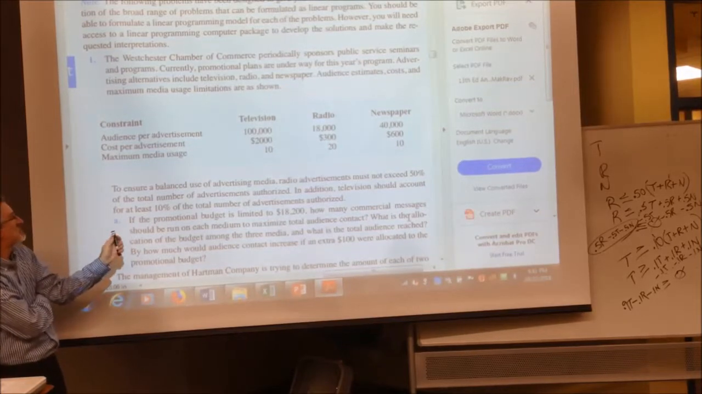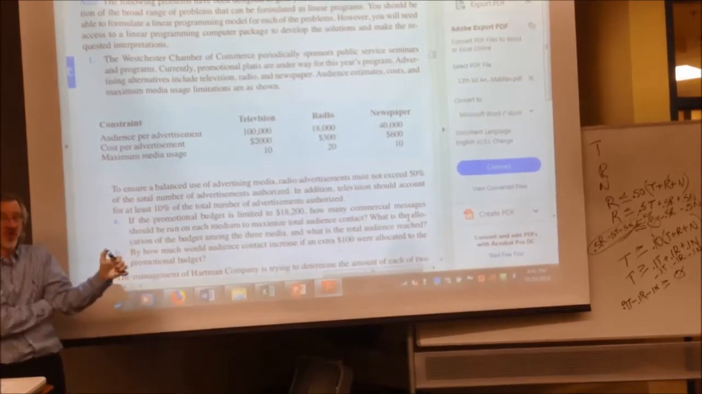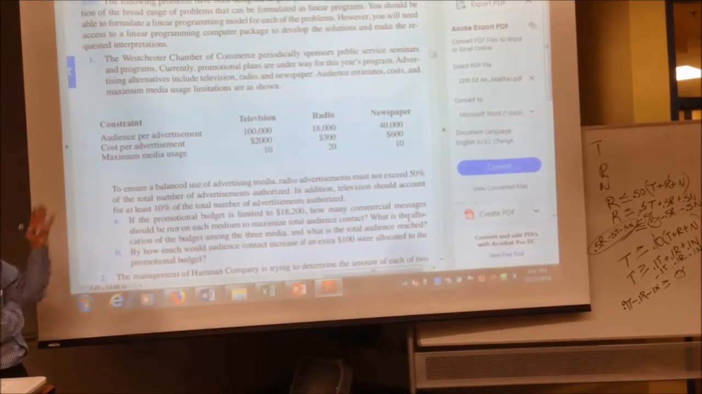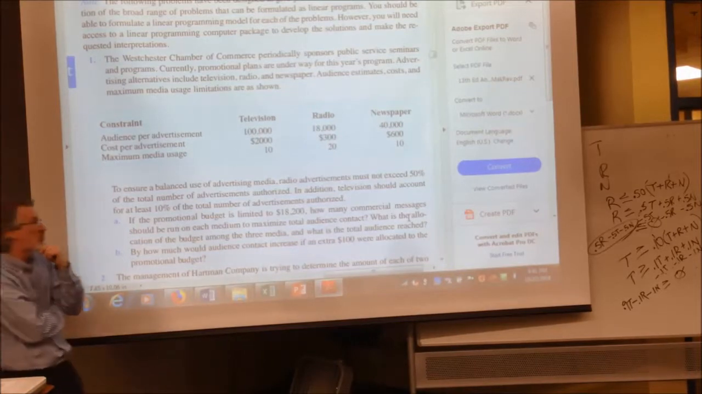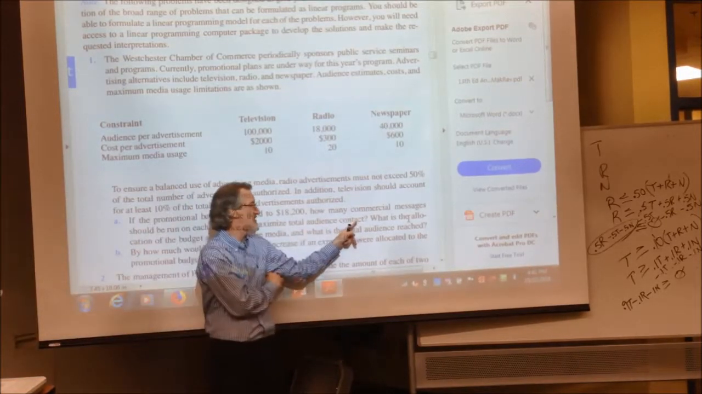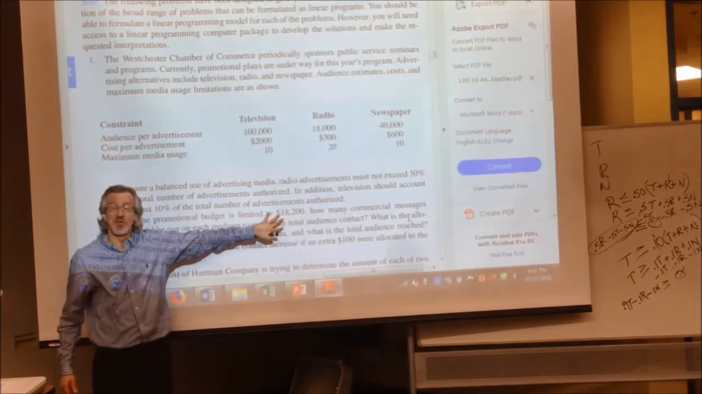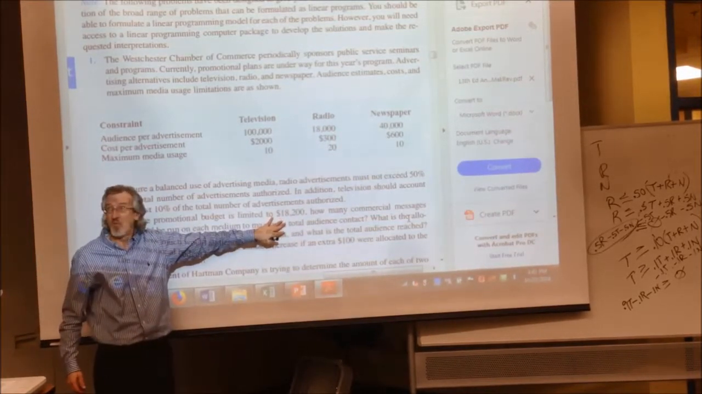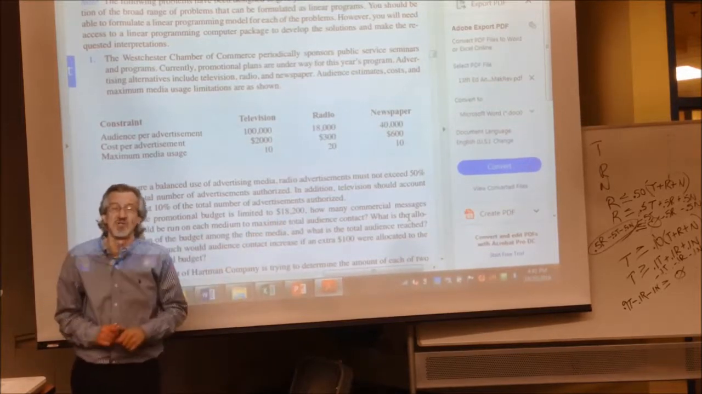If your promotional budget limit is $18,200, how many commercial messages should be run on each television, radio, newspaper to maximize your total audience contact? In this one sentence, we have two equations we've got to write. One's a constraint and one's our objective function. Let's talk about the objective function.